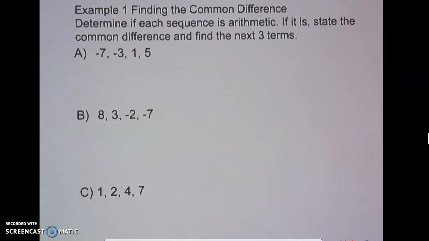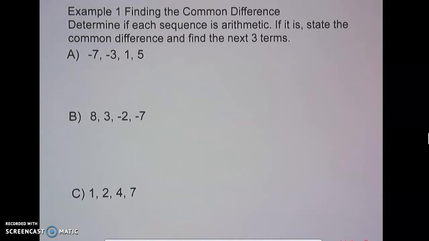The first example that we're going to deal with is finding the common difference. So we're going to determine if the sequence is arithmetic. And if it's not arithmetic, then there is no common difference. If it is, we're going to state the common difference and find the next three terms.